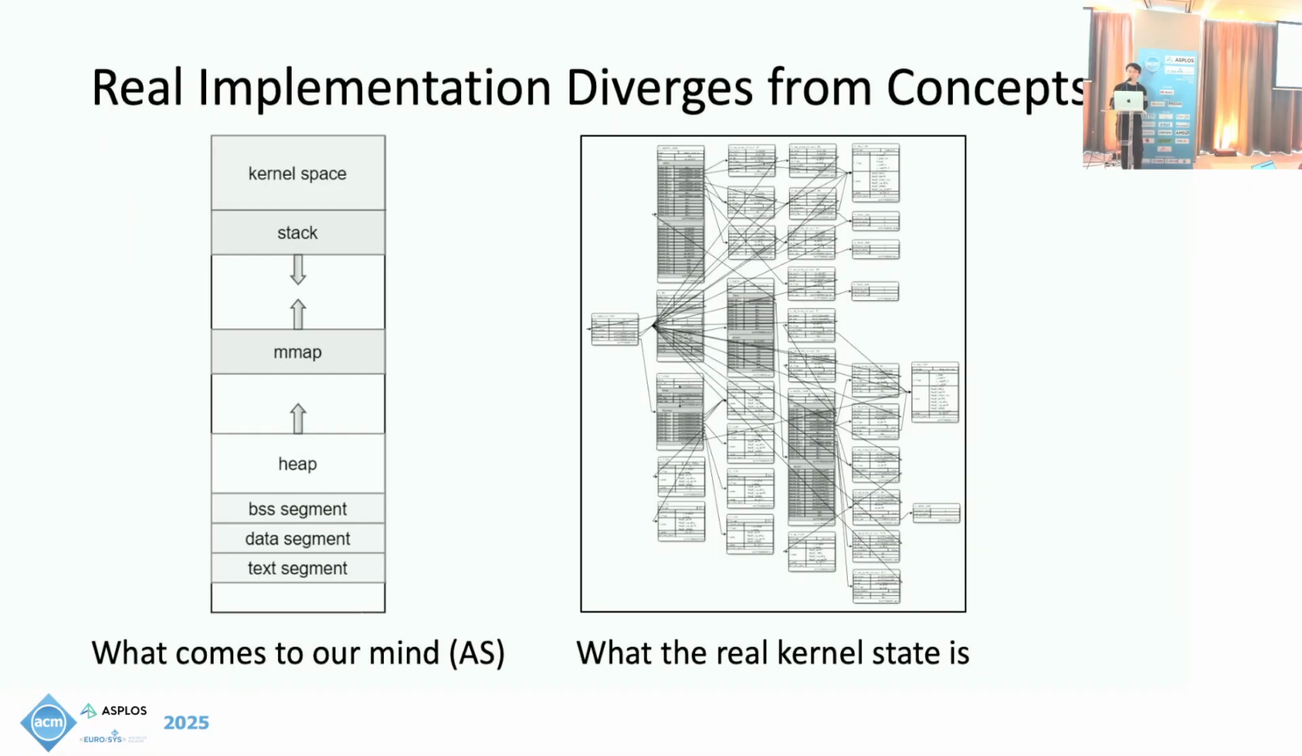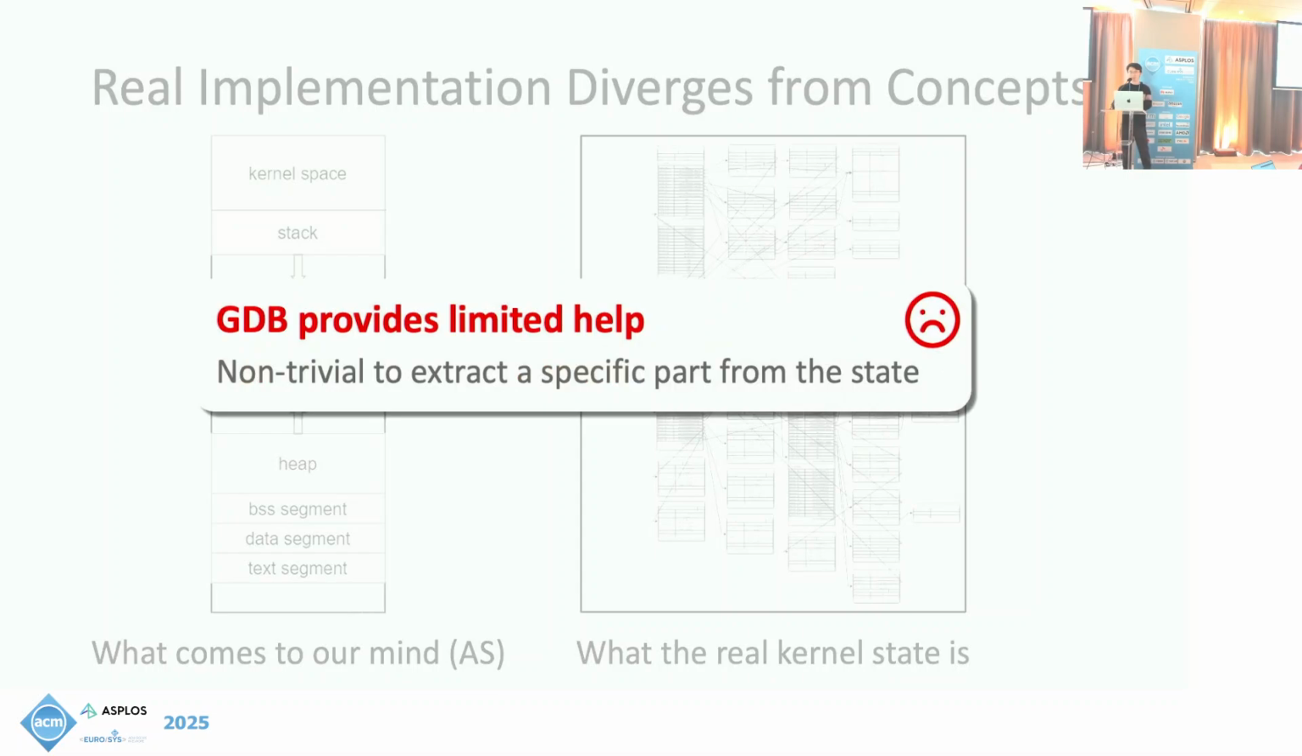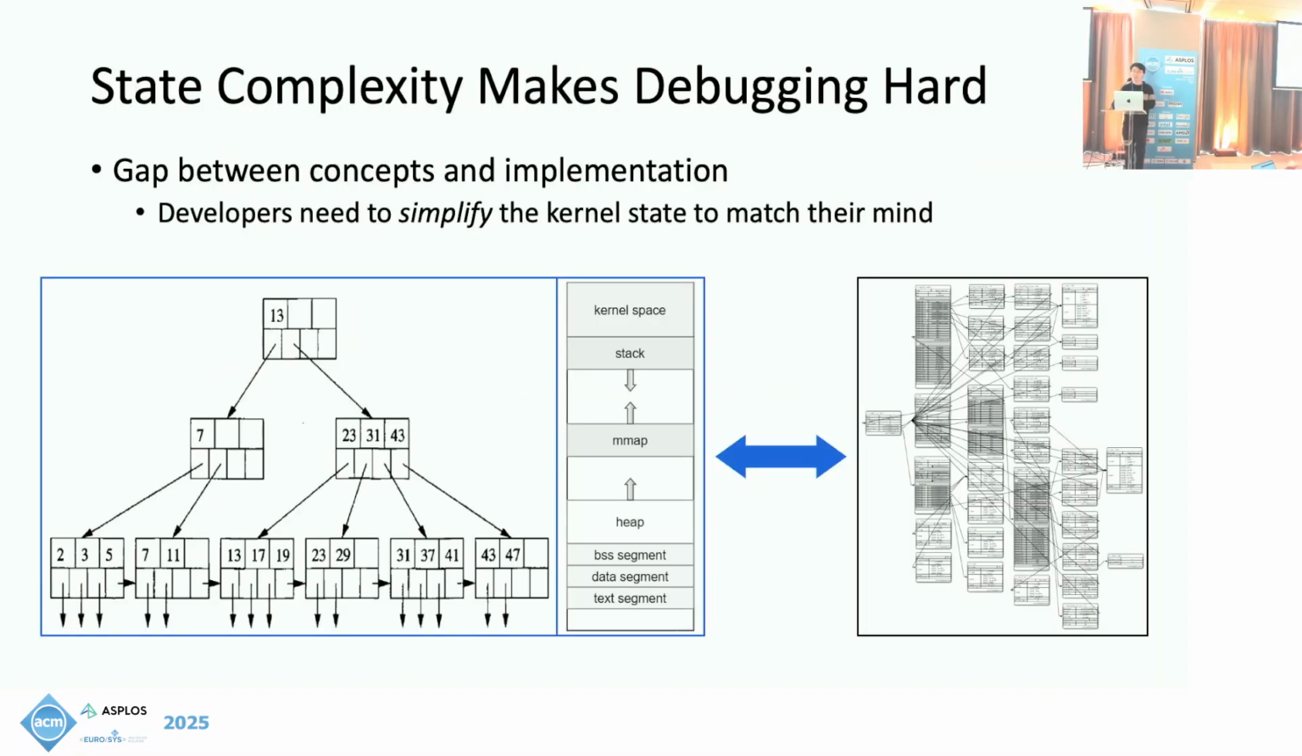So don't forget the maple tree is used to manage the address space. So when we talk about this, something that comes to our mind will be a rectangle like this in our OS textbooks. However, the real kernel runtime state is so large and complex. It is not trivial to explore the state and extract this address space from it. So this is where GDB can provide limited help. So it is non-trivial to extract a specific part from the kernel state, right?